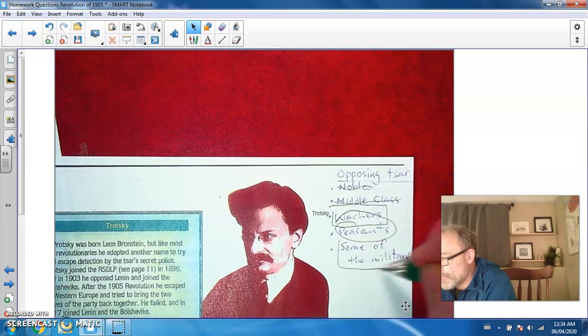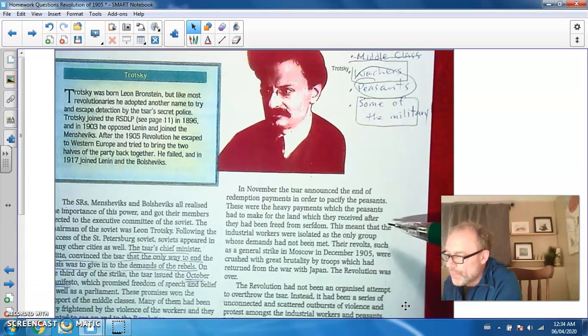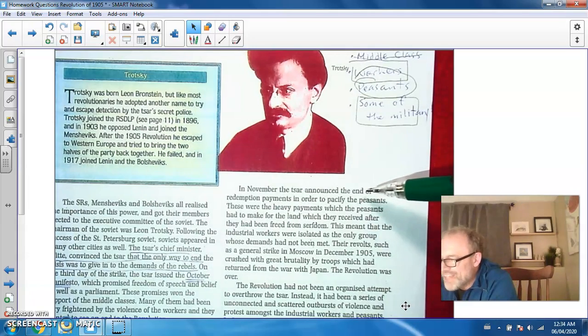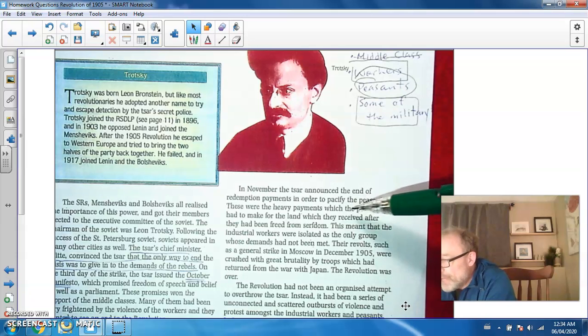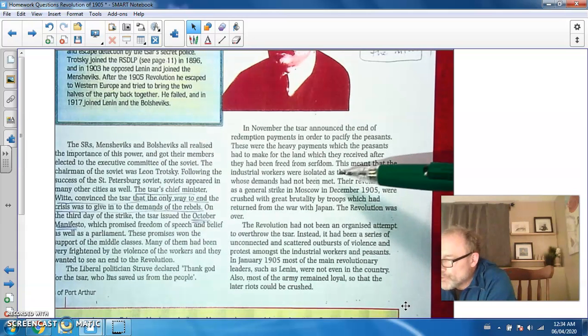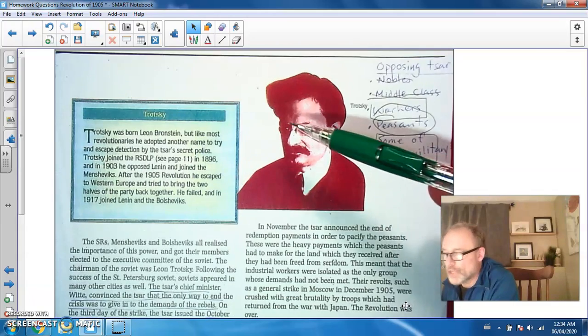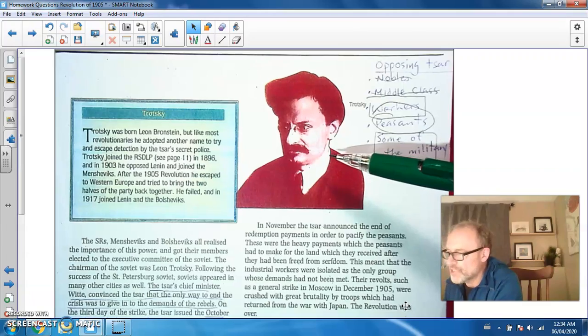In terms of the military, the war was over and his loyal military came back. And in November, the Tsar announced the end of the redemption payments in order to pacify the peasants. These were those heavy payments that they had to pay to end serfdom. This meant the industrial workers were isolated as the only group whose demands had not been met. One of their leaders was Leon Trotsky, who we'll see later in the 1917 revolution.